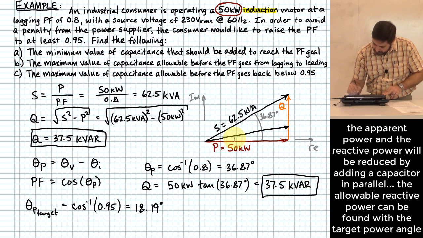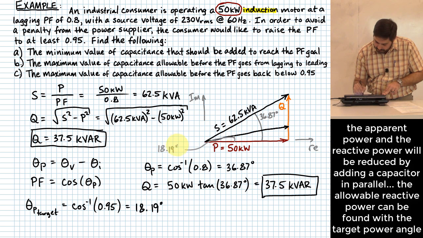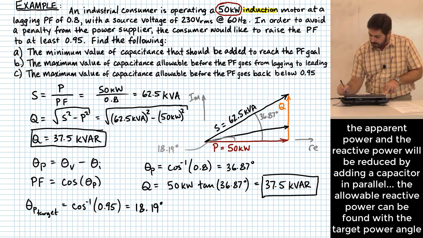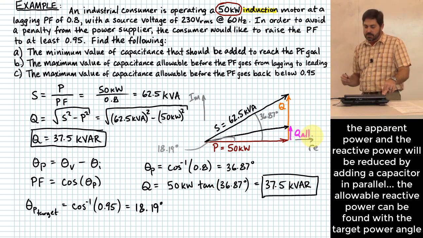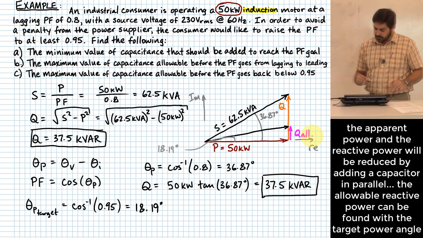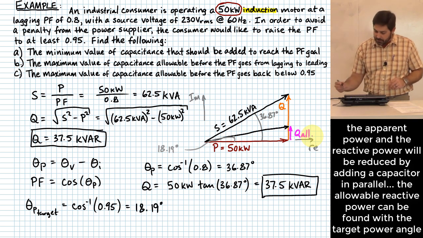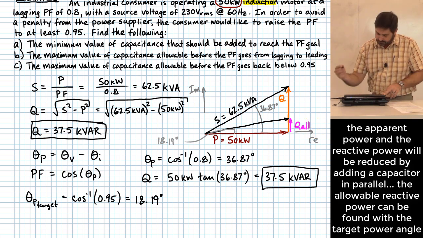And that new value can be thought of as having an angle here, right? Say this angle right there is 18.19 degrees or so. And what that gives me is what I'm trying to hit as far as my acceptable amount of reactive power that I think I earlier called Q allowable. I'll abbreviate that Q sub ALL. So that's my target value. I don't want it to be any higher than that for my reactive power. Okay? Well, how do I figure that number out?